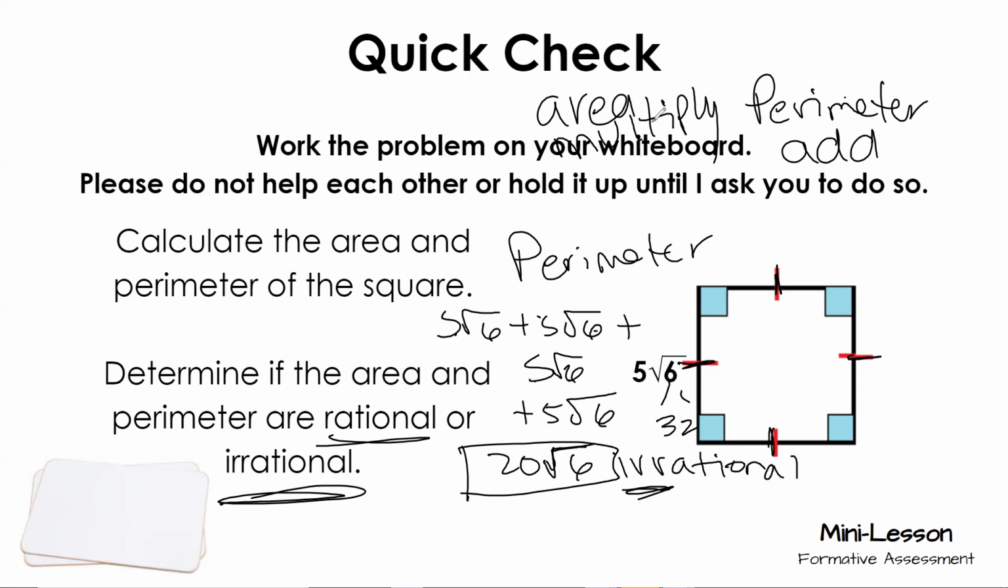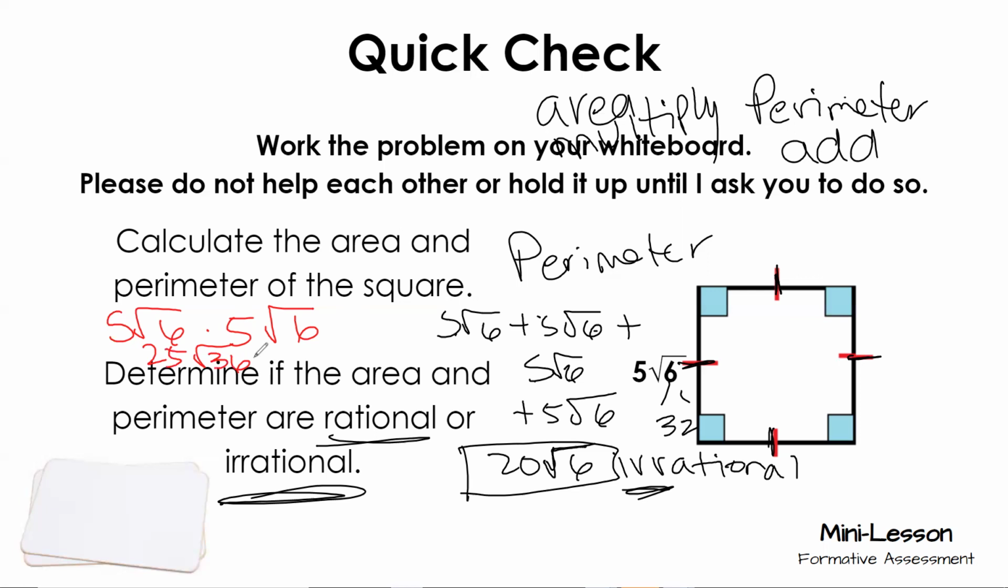Okay, area. Let's talk about area. Listen, I'm just trying to get something to stick. We're going to multiply this. What do we know about multiplying radicals? We multiply the outside and then the inside. All right, so what's 5 times 5? 25. And then what's 6 times 6? Can we take the square root of 36?